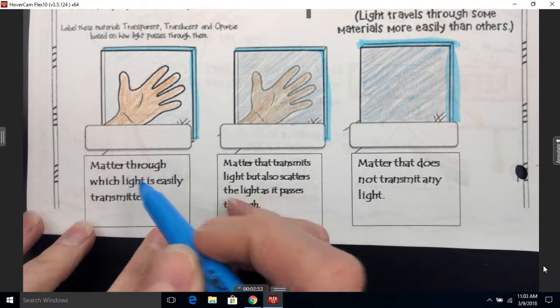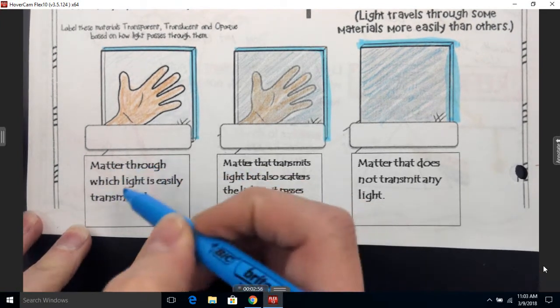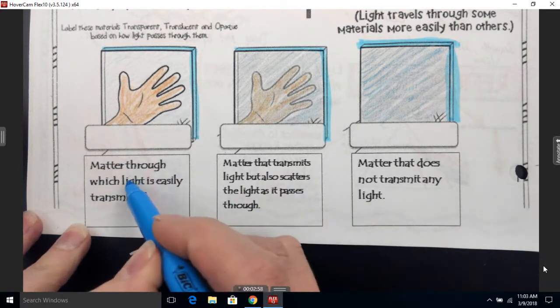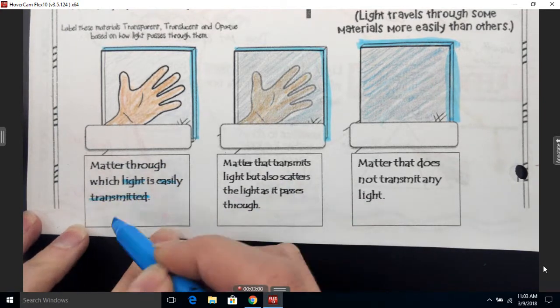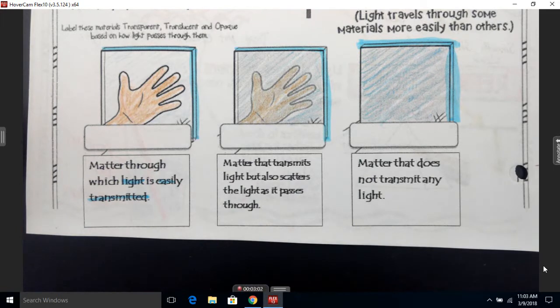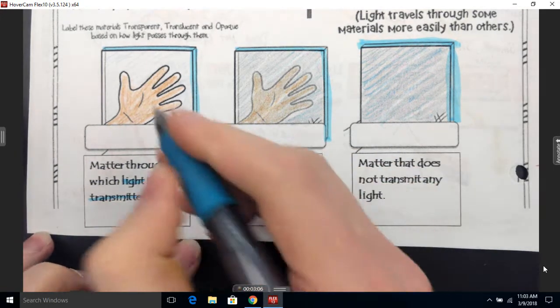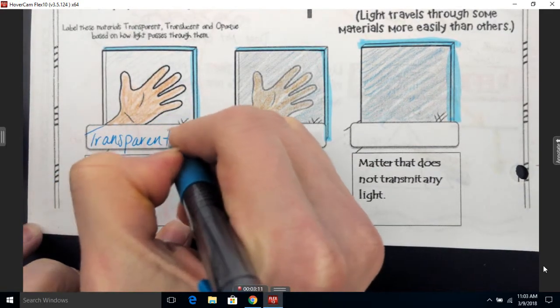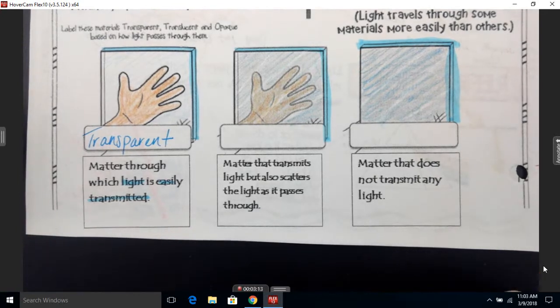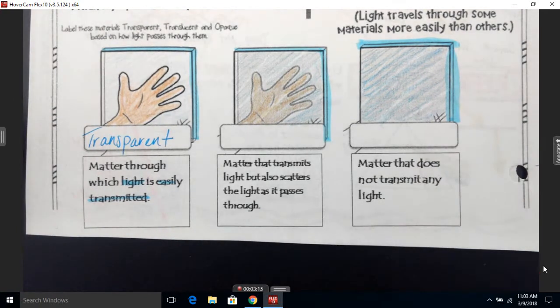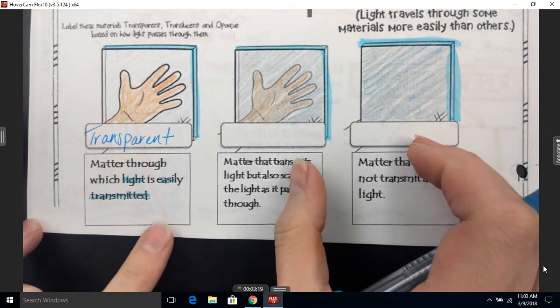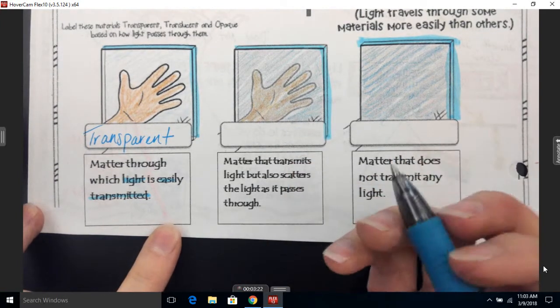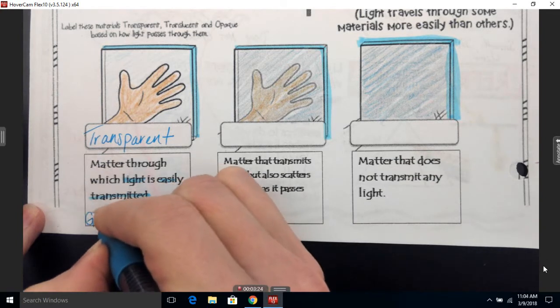The first one is when the matter lets light go through easily. So the light goes basically straight through it, and my image is clear. That is called transparent. What would maybe be some examples of a transparent material? Glass.